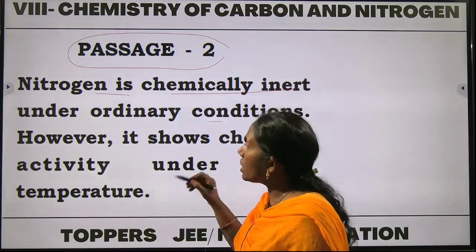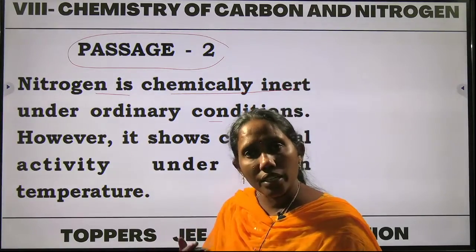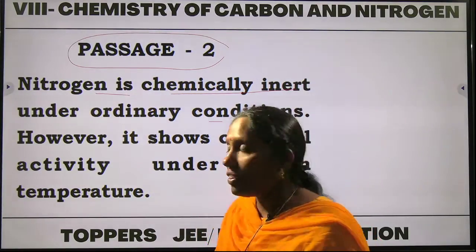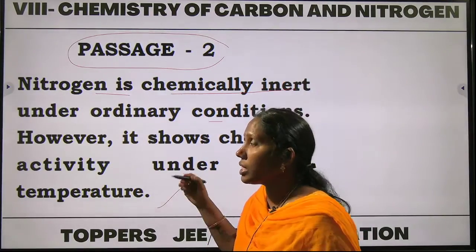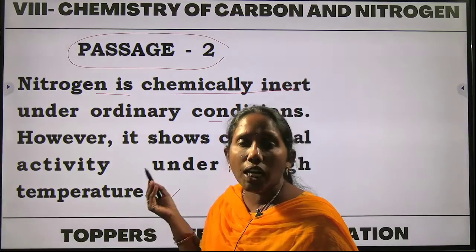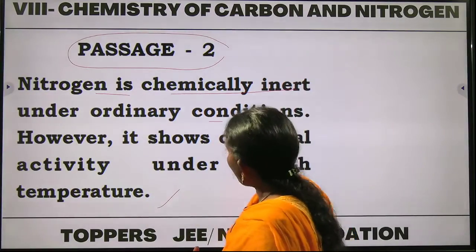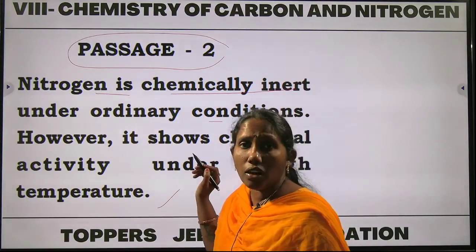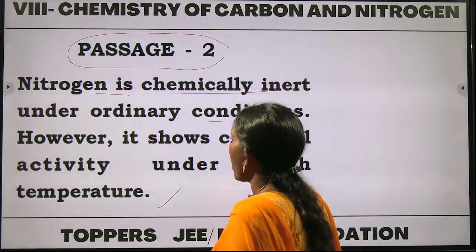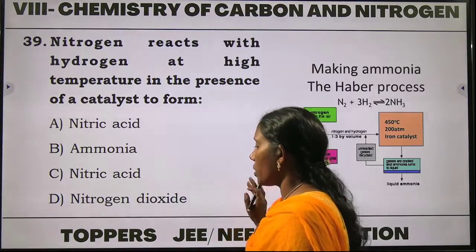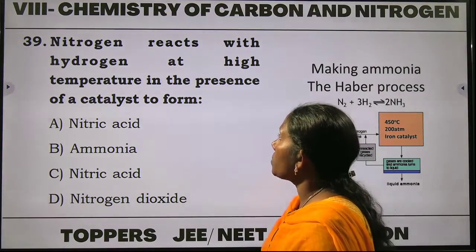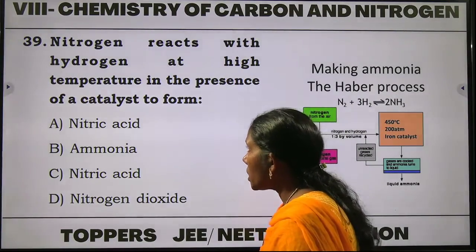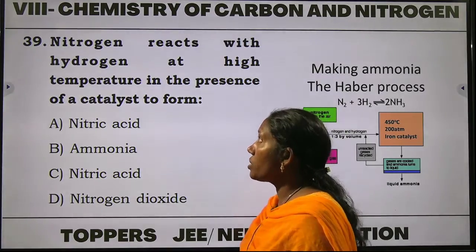However, it shows chemical activity when we increase the temperature. Under high temperature, nitrogen increases its activity, though it is chemically inert under ordinary temperature. So, this is the passage they have given. Let us see what questions they are posing. See the first question: nitrogen reacts with hydrogen at high temperature in the presence of catalyst to form.